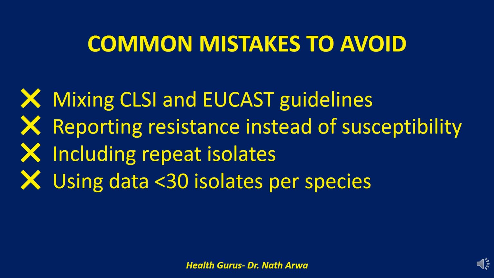You should count only the first isolate per patient, per species, per specimen type, per analysis period. Why? Because repeat isolates can inflate resistance rates, especially if you're tracking a patient through a long hospital stay. One patient, 3 positive cultures for the same Klebsiella. You count it once. And finally, don't include organisms with fewer than 30 isolates.